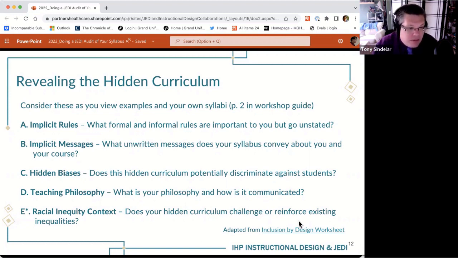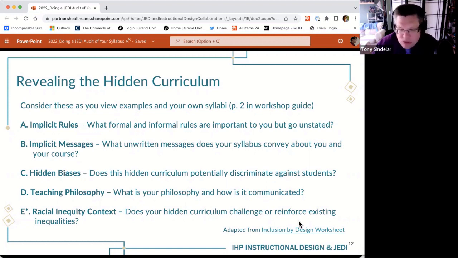Then there are the implicit messages about what your syllabus conveys about the nature of your course. This is a place where I think it can be really helpful to look at that syllabus and the language we use in syllabi. We've already introduced the idea that many people approach a syllabus as a contract, but then what kind of language is present in that contract?